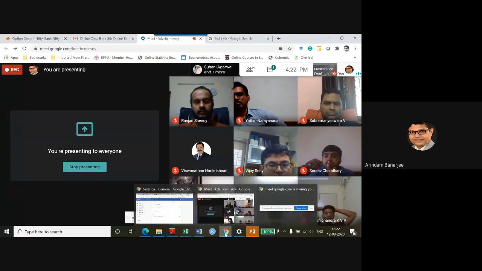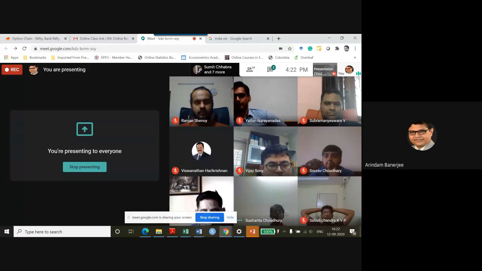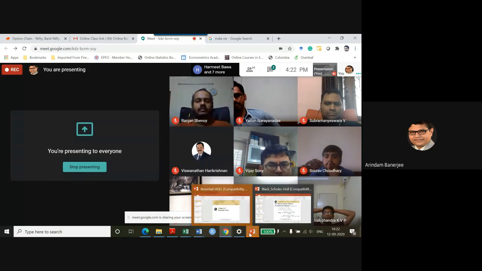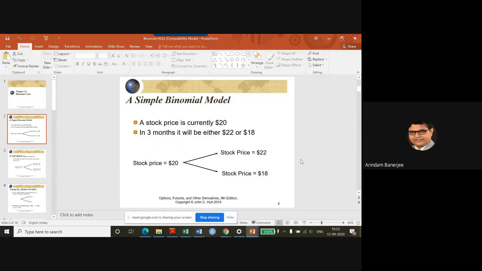For decision making purposes, there is another model which is still popular. It is not very sophisticated, but it is very useful for decision making purposes. That is called the binomial model. In the binomial model, the assumptions are simple, but it gives the value of an option at every node. So let's consider this model. This is a basic model.